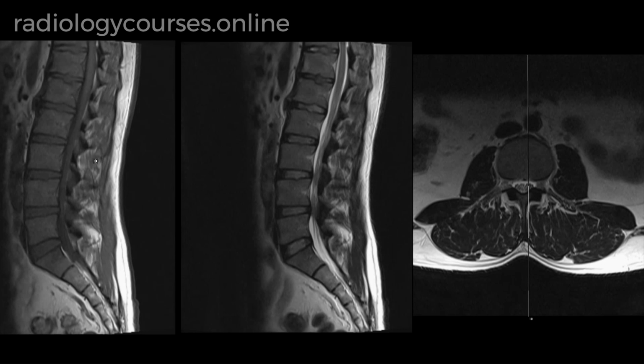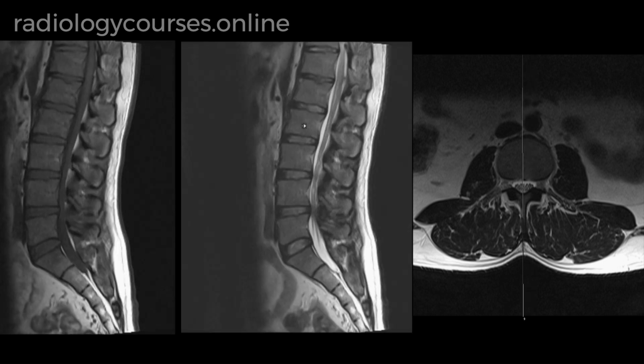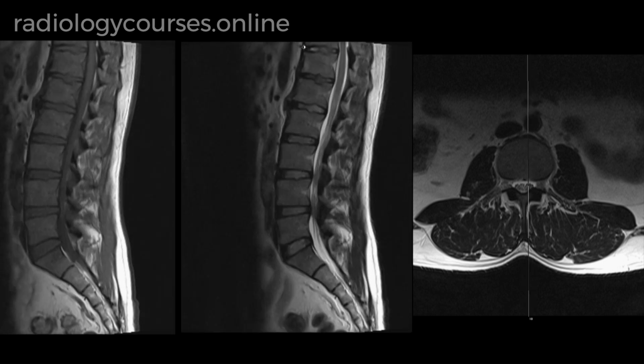Here we have MRI of the lumbosacral spine in a 35-year-old with history of low back pain and bilateral sciatica. On this MRI, what we got here is these anterior osteophytes which show increased signal intensity on both T1 and T2. There is also mild thickening of the anterior longitudinal ligament.